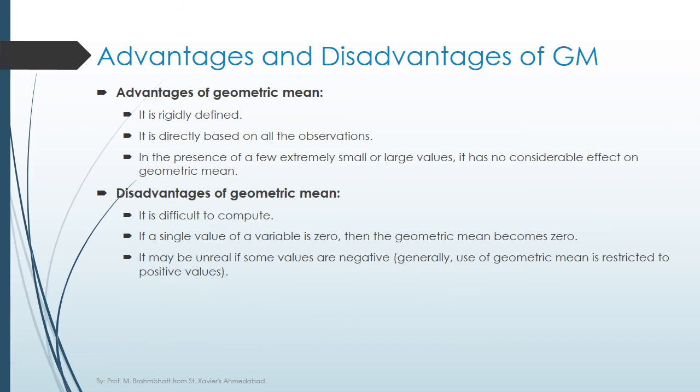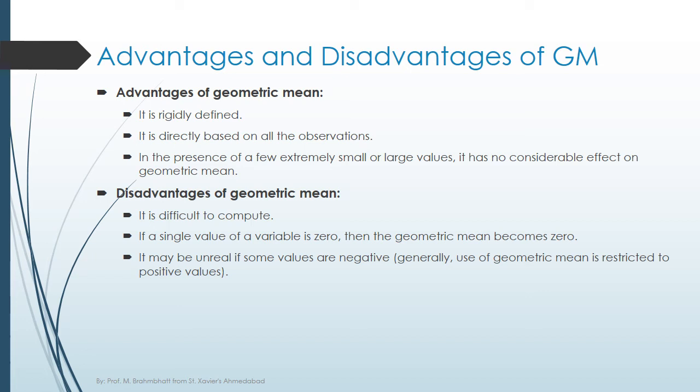Advantages of GM: it is rigidly defined. The GM formula is clearly defined for different categories of data, such as the simple series or the frequency distribution. It is directly based on all the observations. To determine the GM, we have to include each and every observation. In the presence of extreme values, the smallest and the largest value, it has no considerable effect on GM.